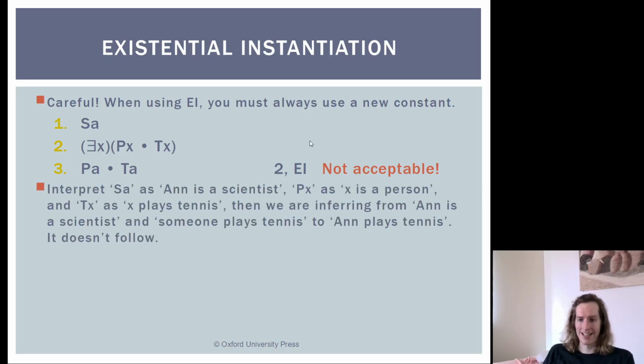So if we interpret SA as N is a scientist, PX as X is a person, and TX as X plays tennis, then we are inferring from N is a scientist and someone plays tennis to N plays tennis. So if we think about it in those terms, it doesn't follow. We don't know that just because there is a thing that has properties P and T, that that thing is N. And we know that N, in this case, has property S.